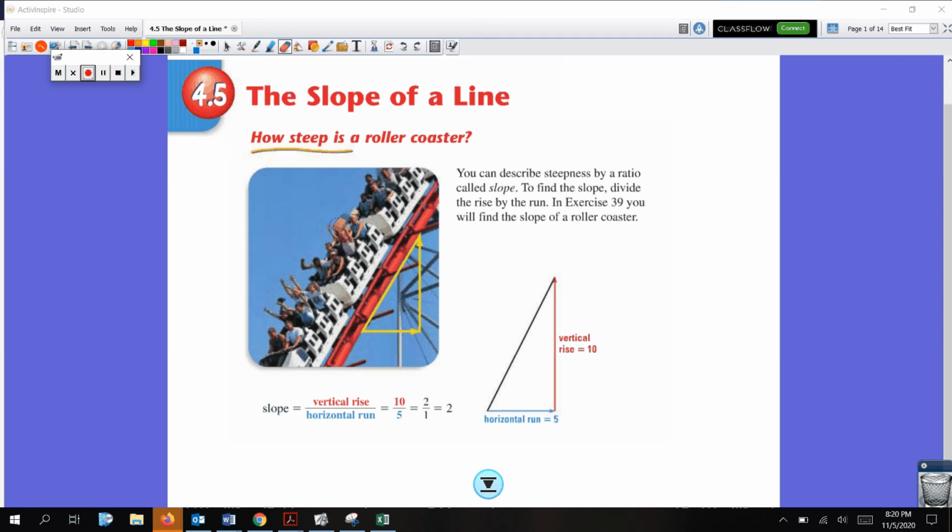So take a look at this triangle here. Here, remember, it's rise over run. So the vertical rise is 10, right? And the horizontal run is 5. So rise over run is 10 over 5. You always want to reduce a slope and keep it in fraction form. You never want to have a slope in a decimal. So this does reduce to 2 over 1, which is 2. So this line right here has a slope of 2.